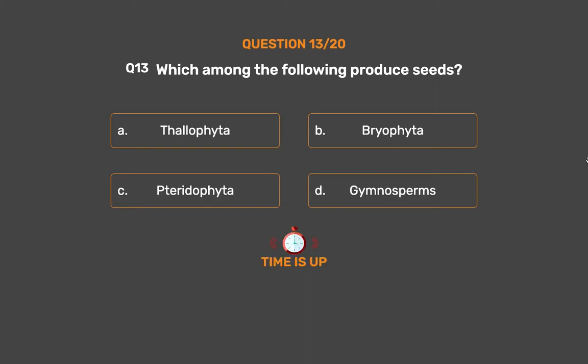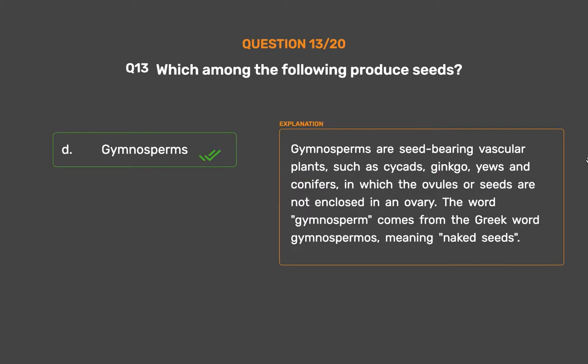The correct answer is option D. Gymnosperms. Gymnosperms are seed-bearing vascular plants, such as cycads, ginkgo, yews and conifers, in which the ovules or seeds are not enclosed in an ovary. The word gymnosperm comes from the Greek word gymnospermos, meaning naked seeds.